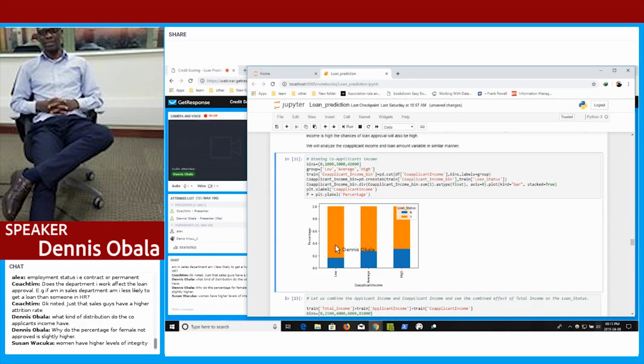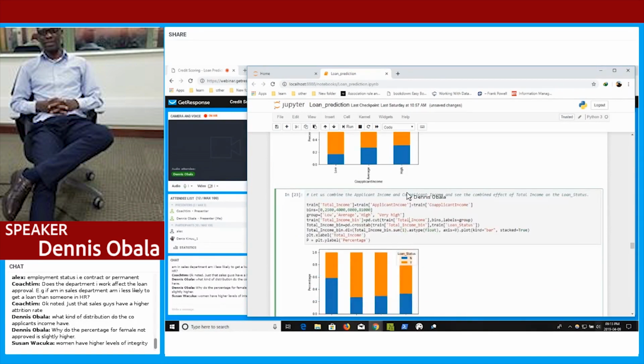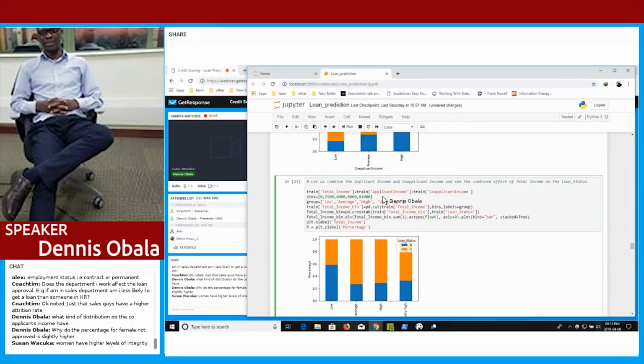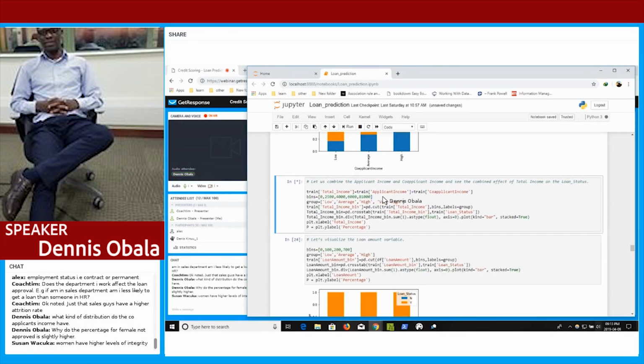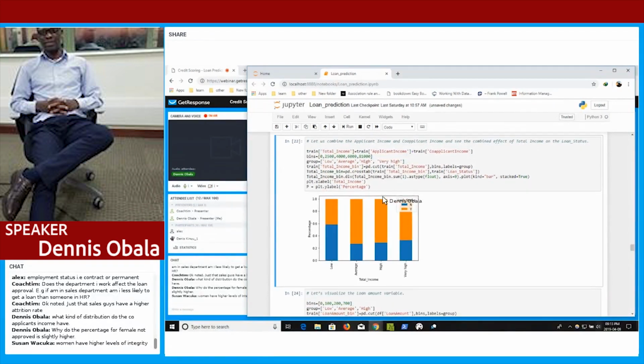So for this, we might actually have to look more into our data, since this one is not as intuitive as you'd expect. Somebody with a higher income is more likely to get approved compared to those with the lower income. So when we combine both, actually this might be better. When you combine the applicant's income and the co-applicant's income, those with low income are more likely to get rejected compared to those with very high income. Actually, now this one makes much more sense compared to the first one.